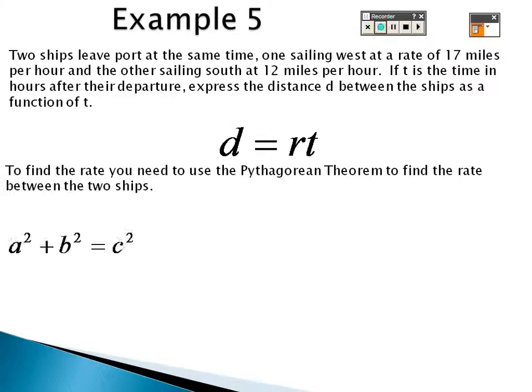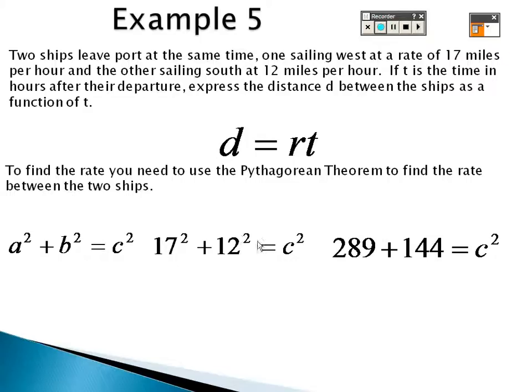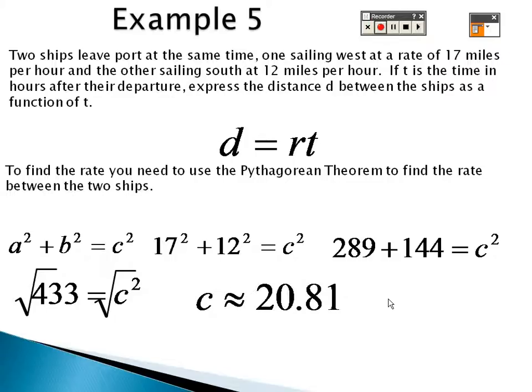Basically, we're just going to be doing the Pythagorean theorem here. So one ship is going 17 one way, west, the other one's going south 12. So the distance: 17 squared, 12 squared is 289 and 144, and when you add them together, 433. When you square root that, we find out that the distance between the two is 20.81.